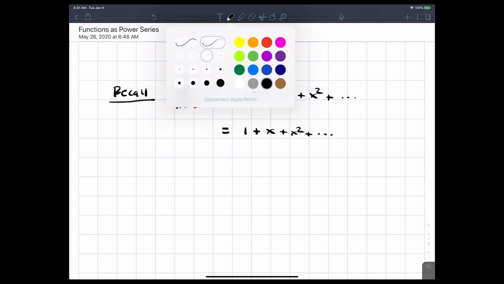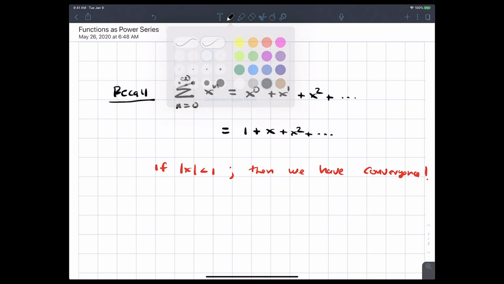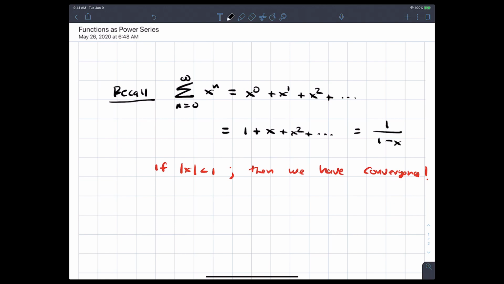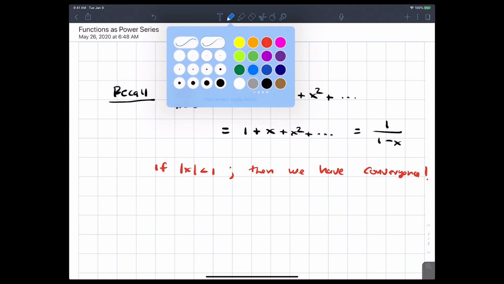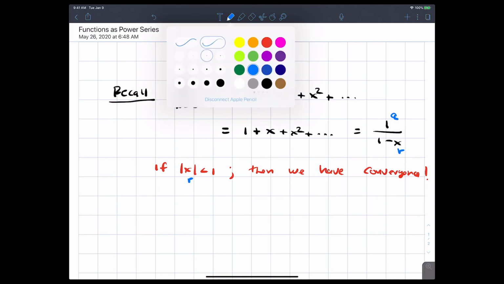Now remember, an important idea is this. If the absolute value of x is less than 1, then we have convergence. And we know where that converges to. That will converge to 1 over 1 minus x. So we actually have this geometric series. Here's A, here's R. This is the R portion. So we get convergence to this function.